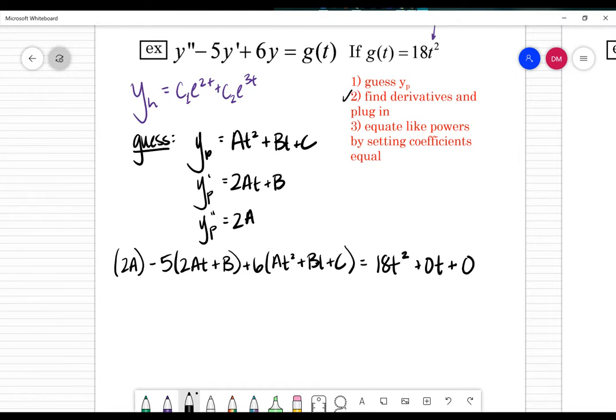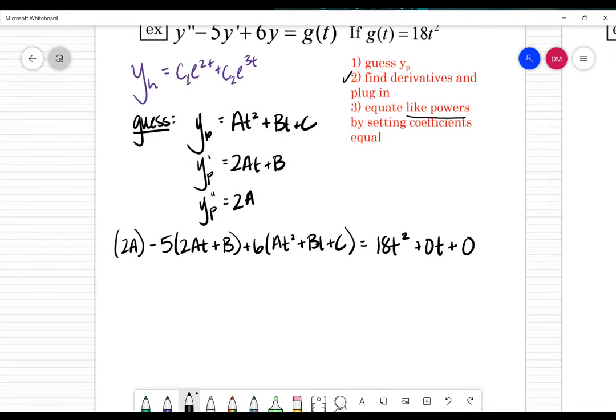If you start simplifying what you have on the left and you are not getting like powers, and you're not able to set coefficients equal to each other, chances are you should go back and reevaluate the guess that you used here. So I'm going to equate my like powers. I'm going to do two steps in one just because I can.